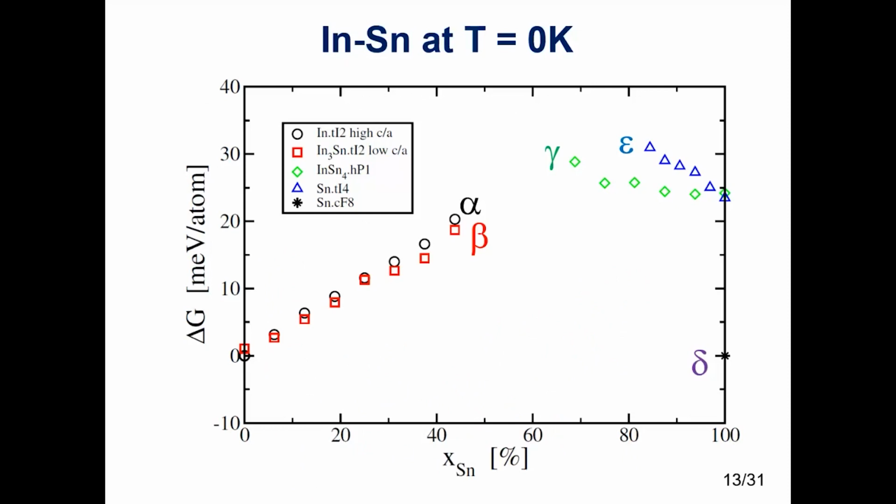Okay, so here is the convex hull for indium tin at 0 Kelvin. Here I'm showing the enthalpy. I label it delta G. Of course, at 0 Kelvin, delta G and delta H are the same function. And now I'm showing you enthalpies. I see that there is a question from the audience.